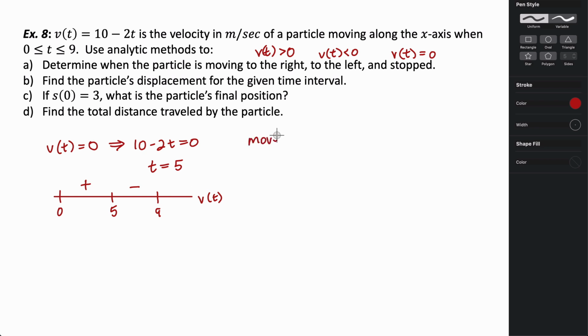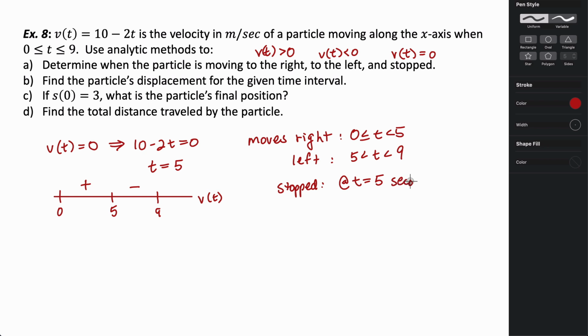So it moves right for t between 0 and 5 seconds. It moves left for t between 5 and 9 seconds. And it's stopped at t equals 5 seconds. Okay, so this is part A.